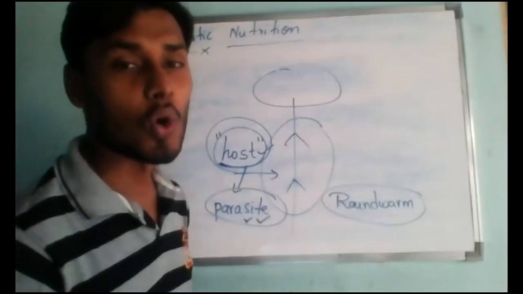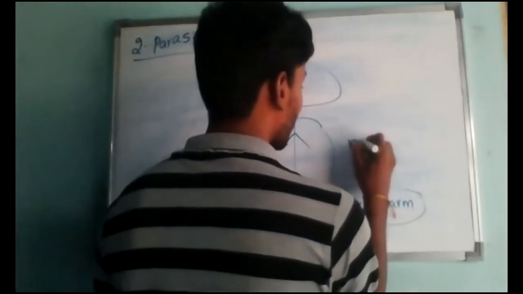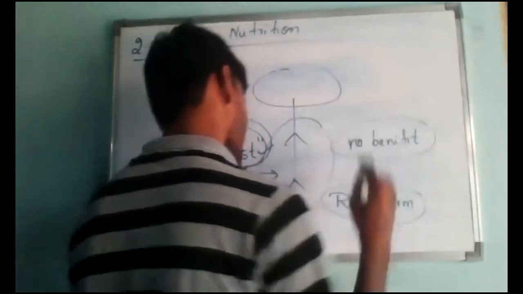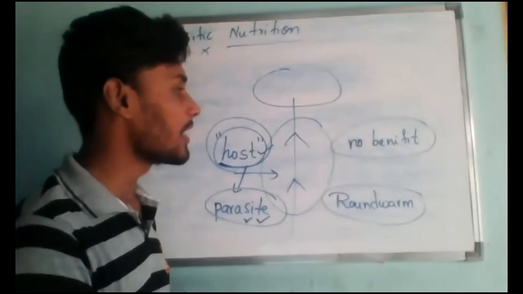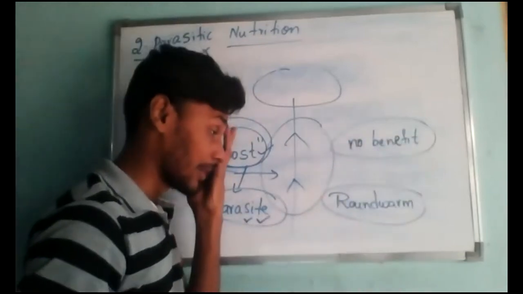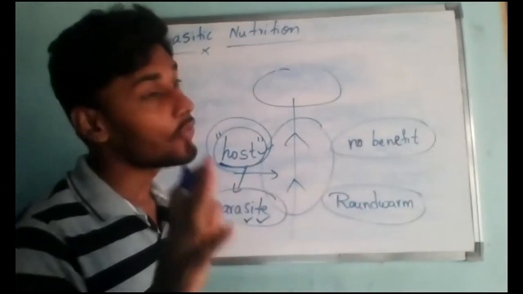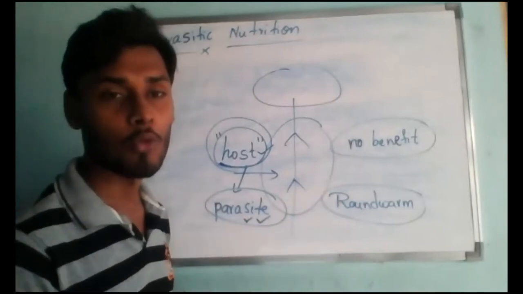So this parasite receives food from the host, but gives no benefit to the host in return. No benefit, but if there is no benefit, no problem. If they are not doing good, it's okay. No benefit is not a problem for us. Like, okay, you are staying inside my stomach, you want the food, you can take it, then be calm. If you are doing a favor for me, I will be happy. But instead of doing any favor, what will they do?